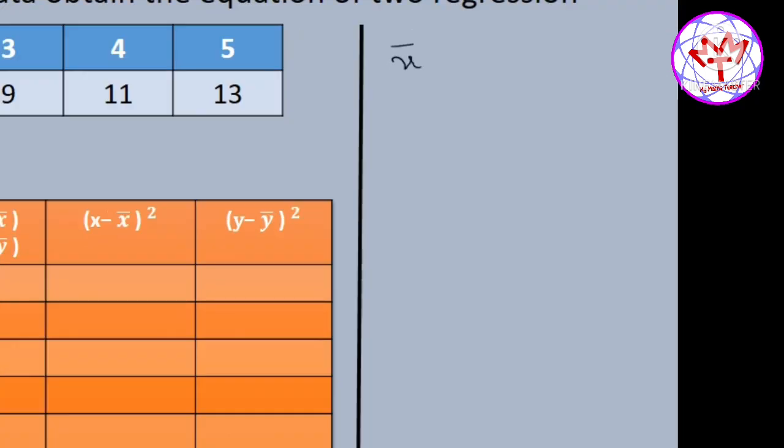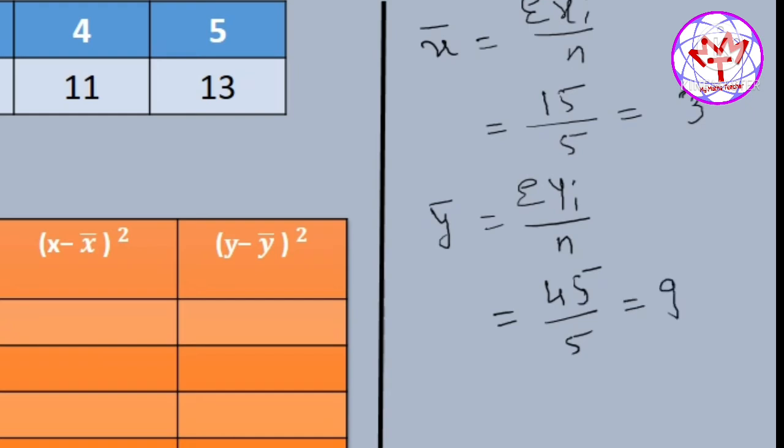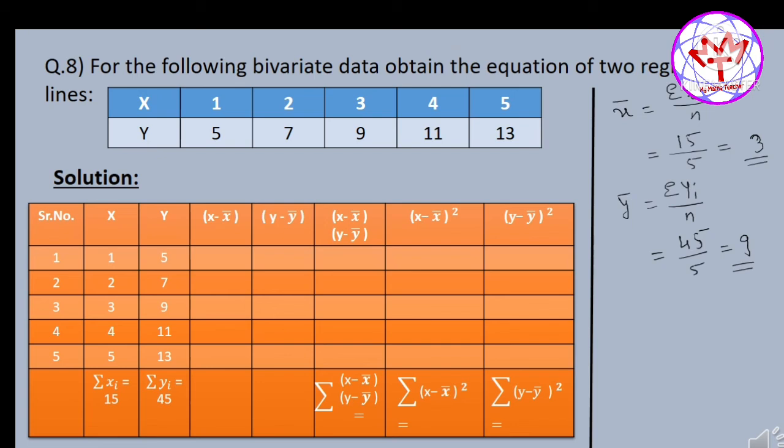X bar is equal to summation xi upon n. So that is equal to summation xi is 15 and number of observations, that is n, is equal to 5. So 15 upon 5, that is equal to 3. Then we'll calculate y bar, that is summation yi upon n. So summation yi is 45 upon n is 5. So 45 upon 5, that is 9. Now using these values, we will calculate the values in this table.